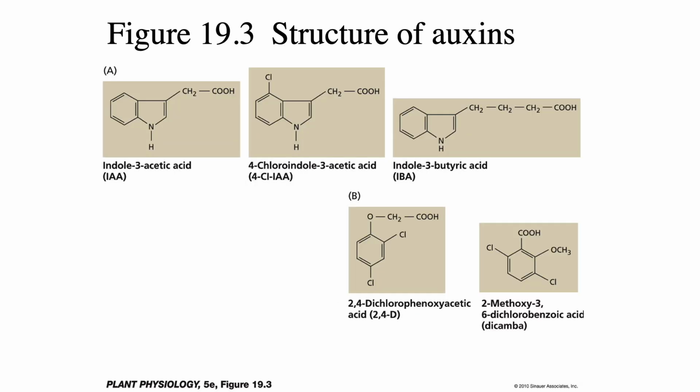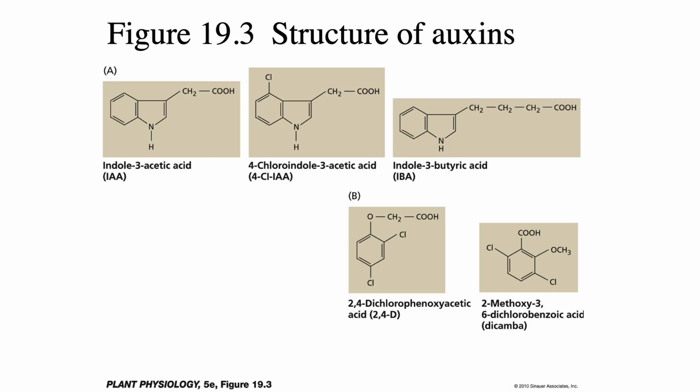We now know there is more than one auxin. They are indole-3-acetic acid, or IAA, 4-chloroindole-3-acetic acid, and indole-3-butyric acid. IAA is the primary auxin and is by far the most abundant and physiologically important form. In some species, 4-chloroindole-3-acetic acid and indole-3-butyric acid function as natural auxins.